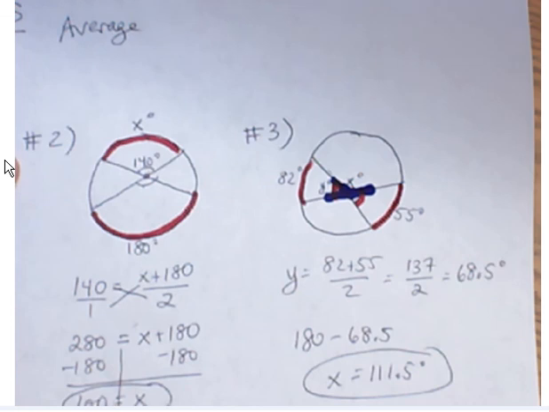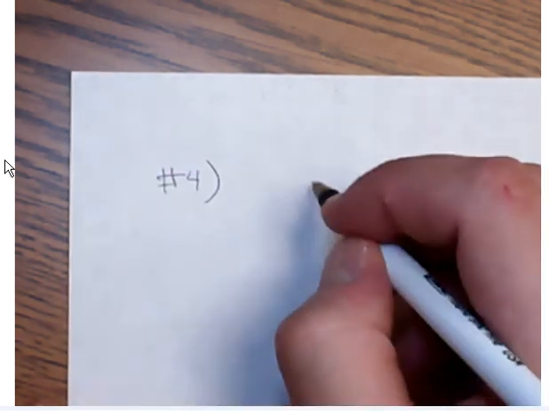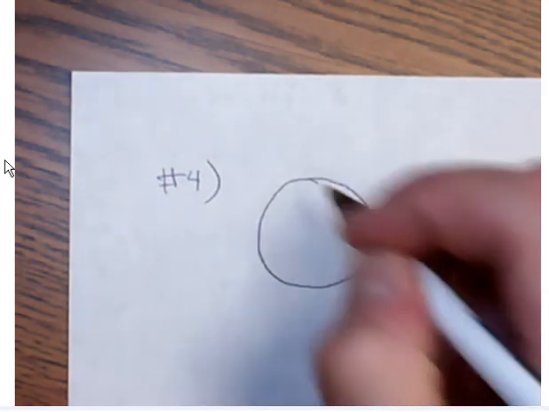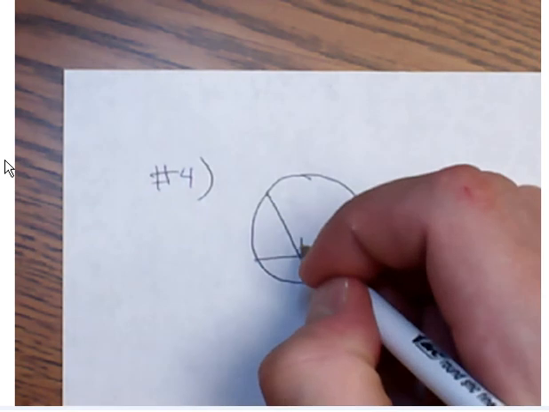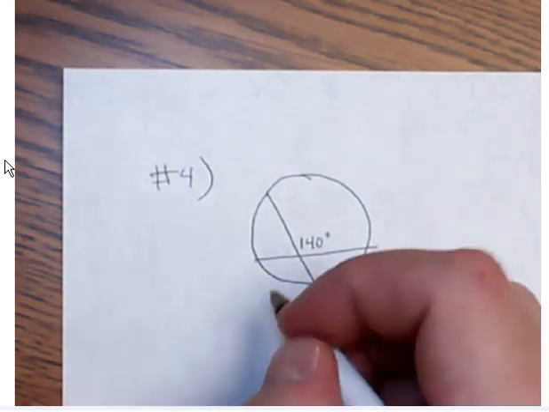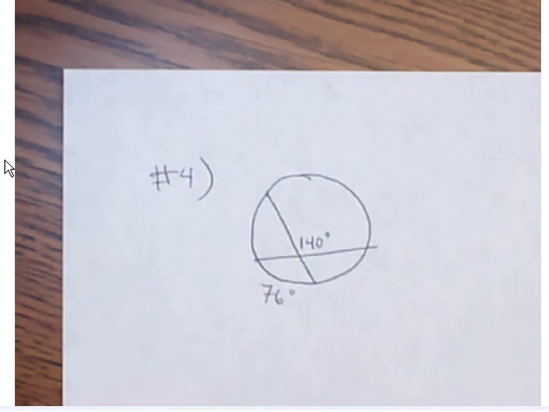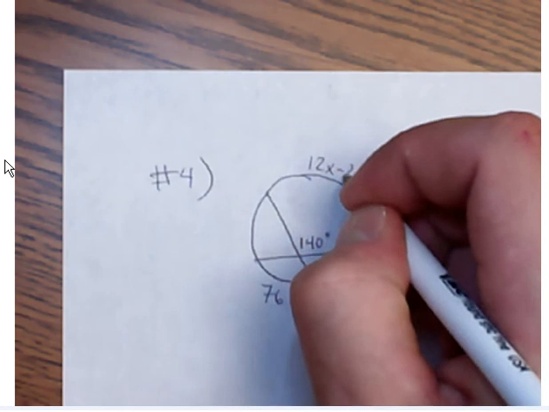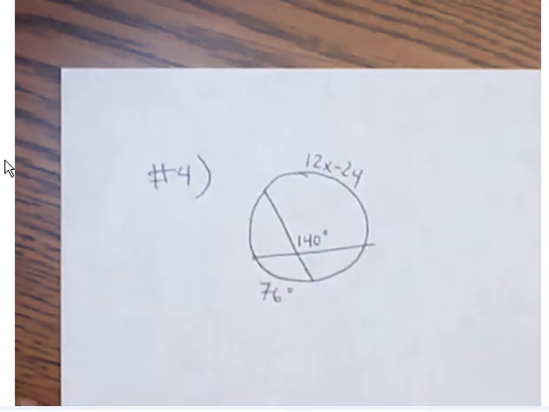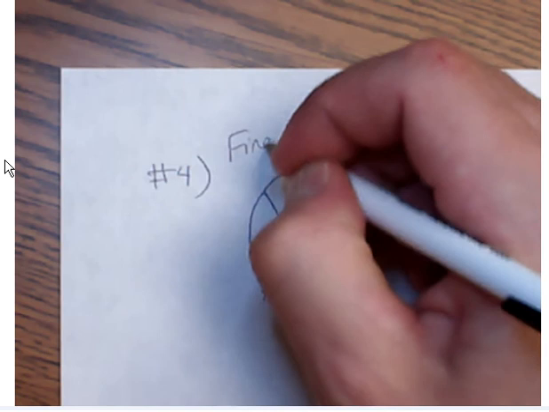Okay, one more example. Say example number 4. Let's say we have this situation. Here's a circle. There are 2 chords. Let's say this angle here is 140 degrees. Let's say this angle is 76 degrees, or this arc is 76, and let's say that this is 12x minus 24. We want to find x. Okay, so the directions are find x.